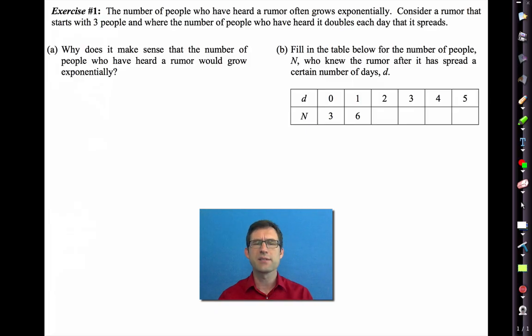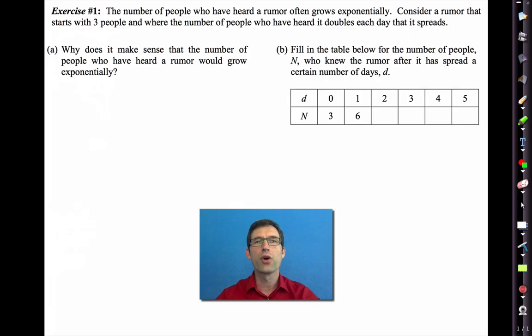Now, the idea of exponential growth or decay is the idea that the rate at which the quantity is changing depends on how much of it there is, right? So the more of it there is, the faster it grows or declines. The less there is, the slower it grows or declines. And one of the greatest examples of that is how a rumor spreads. So let's take a look at exercise 1.